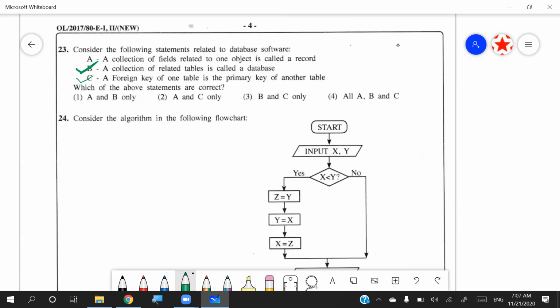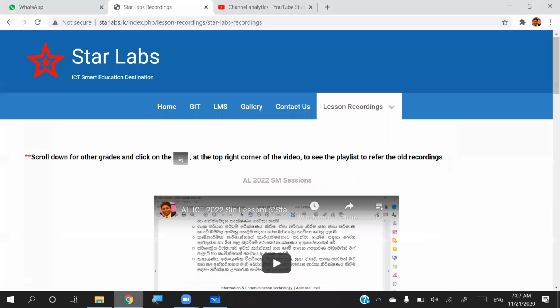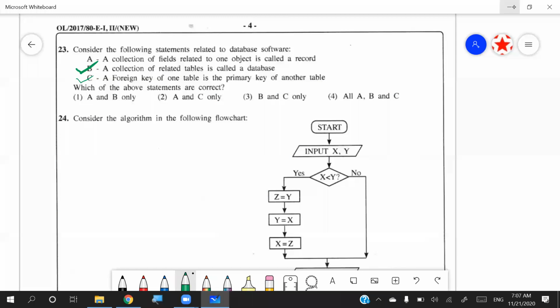A collection of fields related to one object is called a record. When it comes to the fields, the problem is, are they talking about the name of the fields or the data which belongs to the fields, right? It will be very much better if it says a collection of data which is under the fields related to one object is called a record. So let's refer to the marking scheme, how they have gone with this.